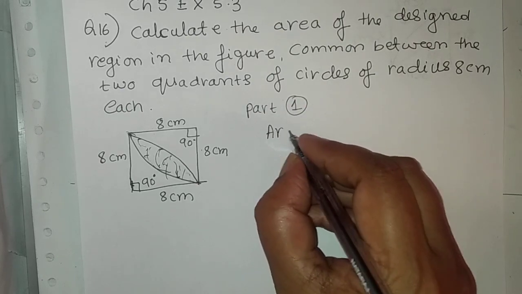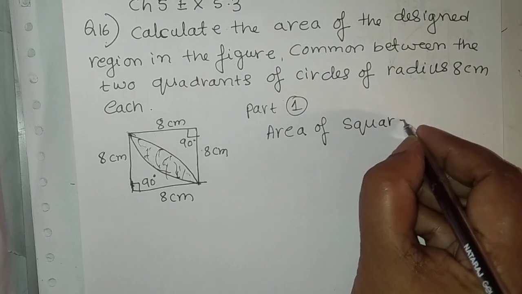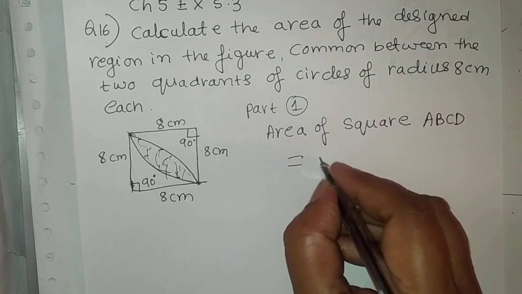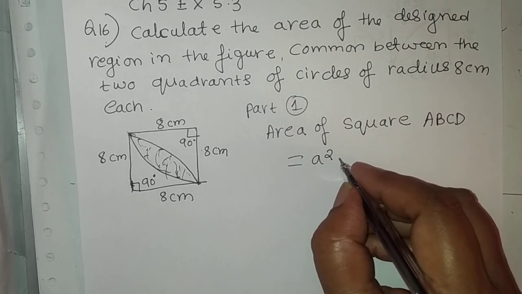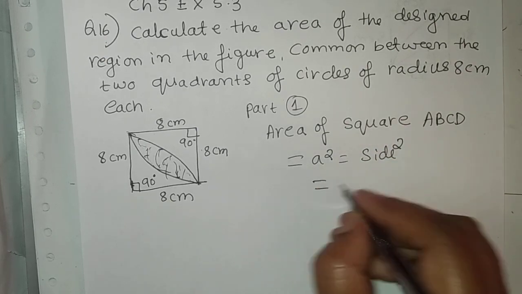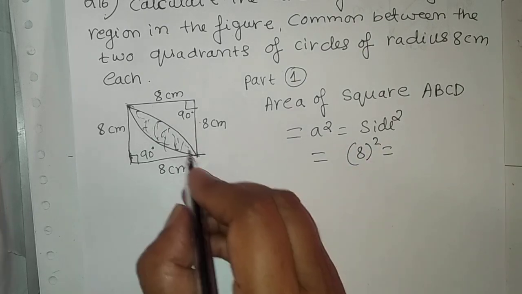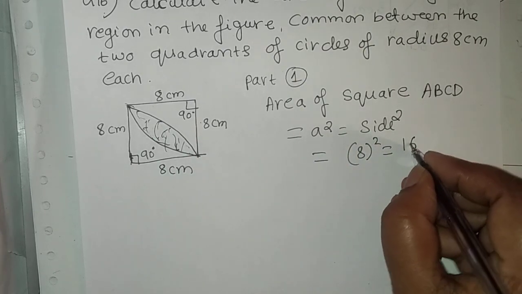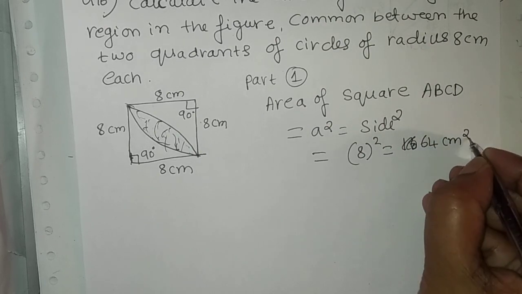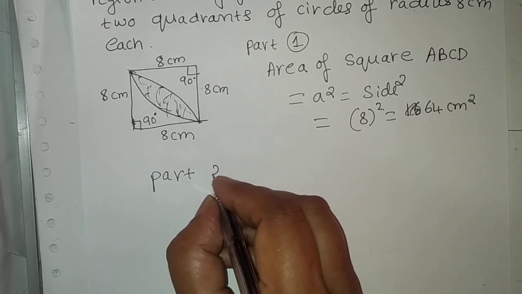Area of the square we will take first. Area of the square we will calculate first. Area of the square ABCD is equal to what? Side square. What is side square? It's a square, we take 8 centimeters the square. 8 they have given. That is, this will become 64 centimeters square.